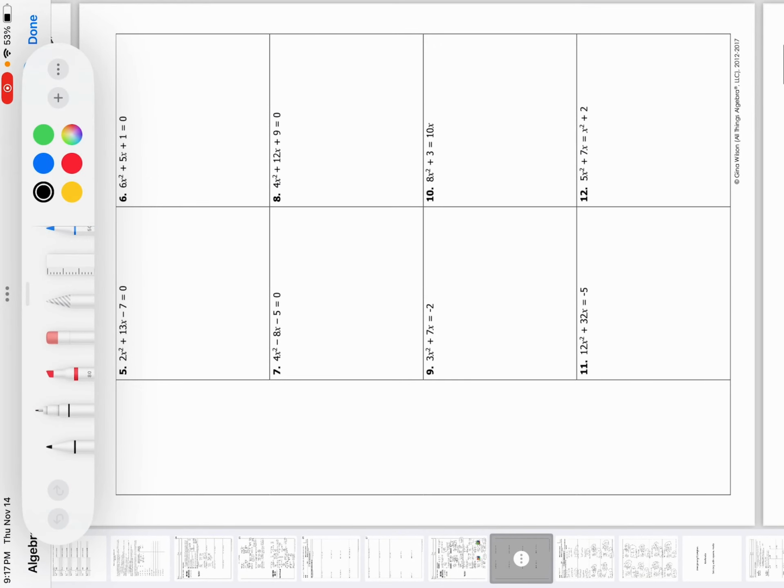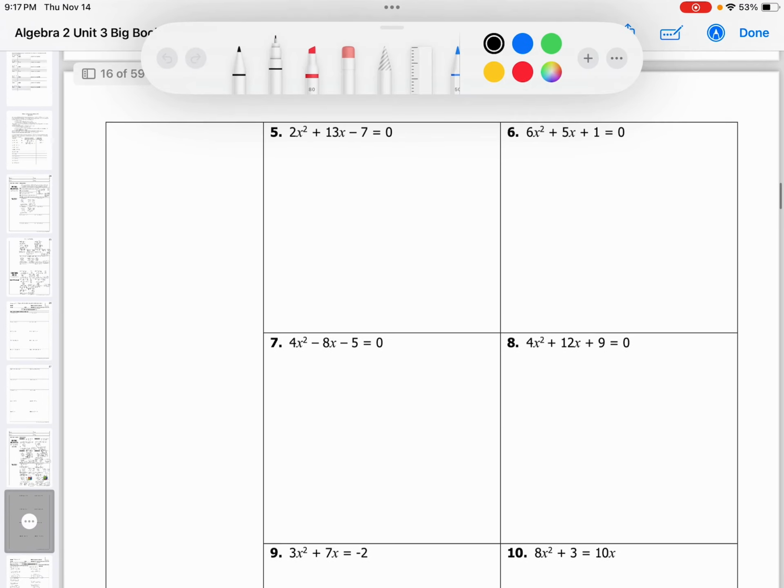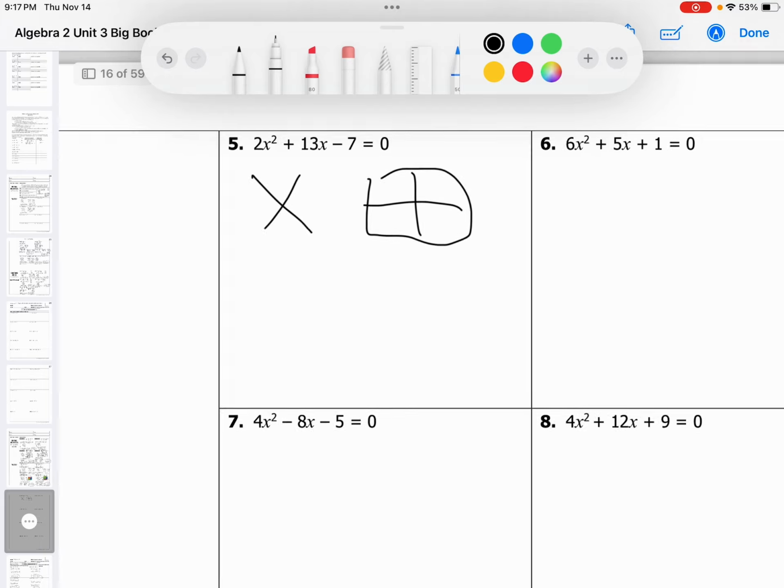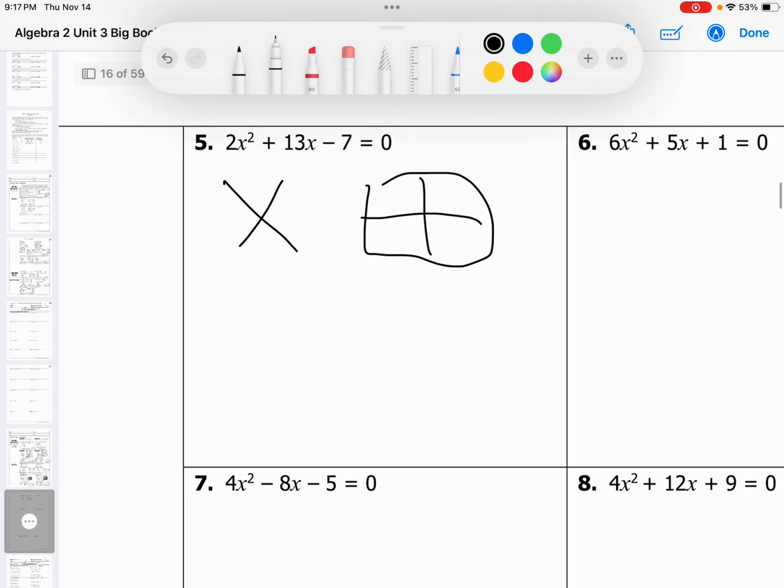Okay, on the back side of the page, we have 2x squared plus 13x minus 7. These numbers do not have anything in common to take out, so we're going to do the x box method. 2 times negative 7 goes on top, so that would be negative 14, and 13 goes on the bottom. So that means we're looking for numbers that multiply to negative 14 and add to 13. Those are going to be 14 and negative 1.